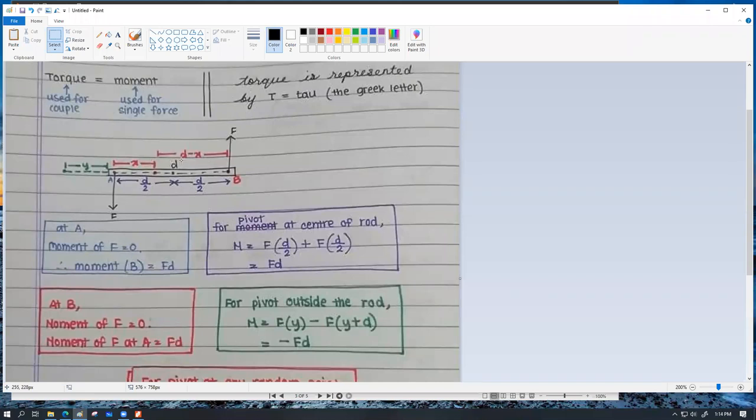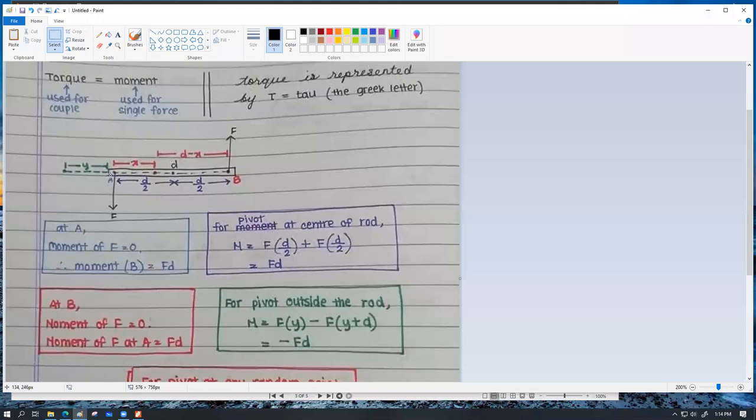Now, this object could be pivoted at any point. This object might as well not be pivoted. This object might be floating in space. It doesn't matter whether this object is pivoted or not, because as long as we have a situation like this, we can always calculate the torque of that couple by multiplying one of these forces, not both of them, by the perpendicular distance between them.